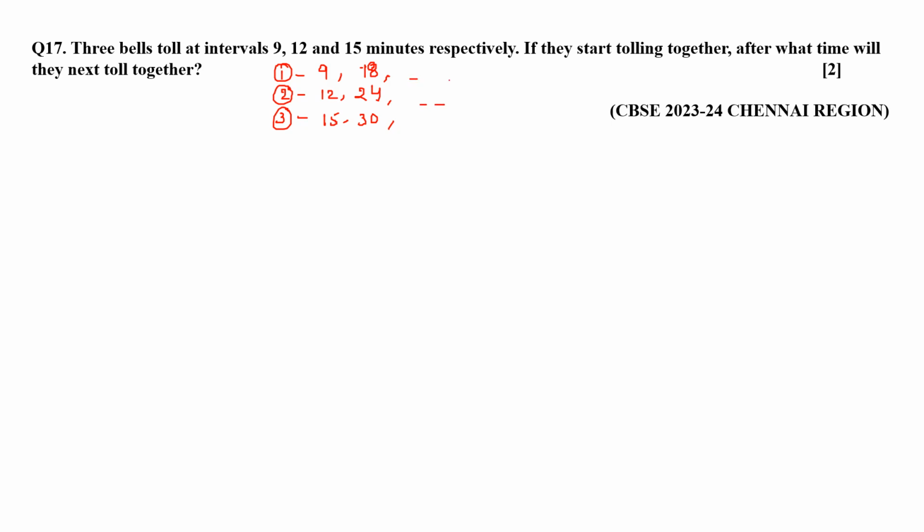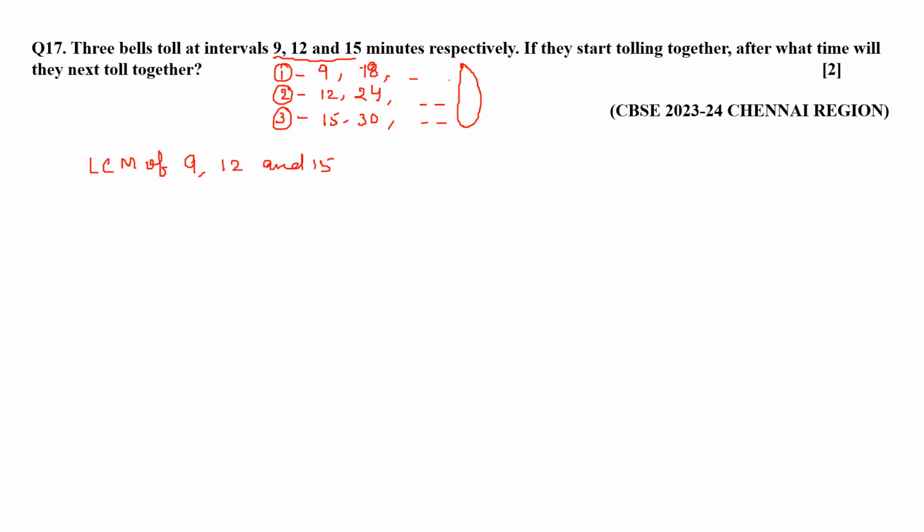So why am I explaining like this? Because your first step is to identify whether you have to find the HCF or LCM of these numbers. And you can see you are getting multiples. Once they have started tolling together in the beginning, after how many minutes will they toll together again? That time will be the first common multiple, and the first common multiple means the least common multiple. So from here I can say that you have to find the LCM of the numbers given here: the LCM of 9, 12 and 15.